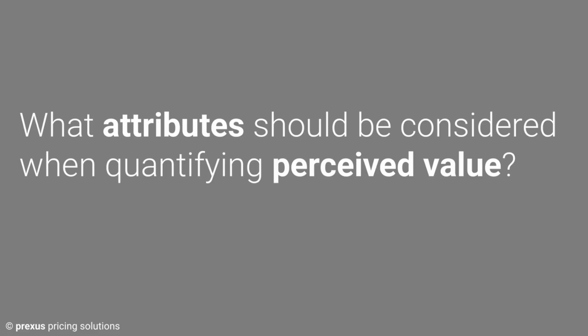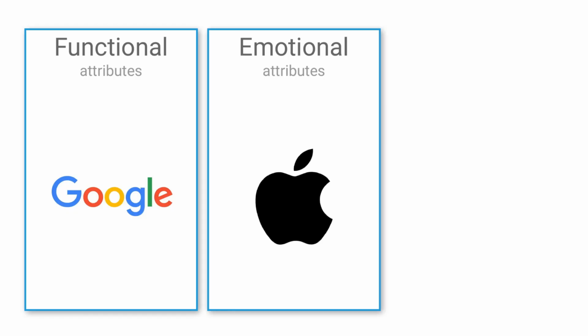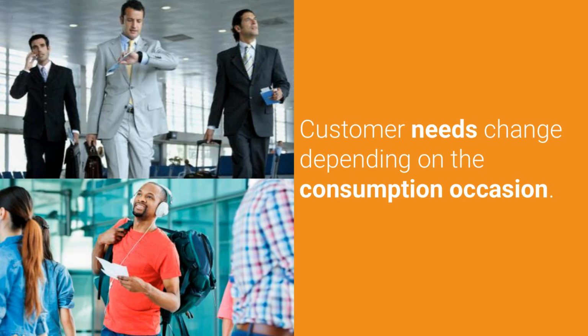But which attributes should be considered when conducting a perceived value quantification analysis? On the one hand, we must consider functional attributes which relate to the performance of the solution. We must also consider emotional attributes, which are associated with the brand and what it inspires when the customer buys or uses the solution. Finally, we must consider relational attributes, which are related to services that complement the main solution. Keep in mind that customer needs vary depending on the usage occasion. And since this affects the quantification of perceived value, it also impacts price calculation.